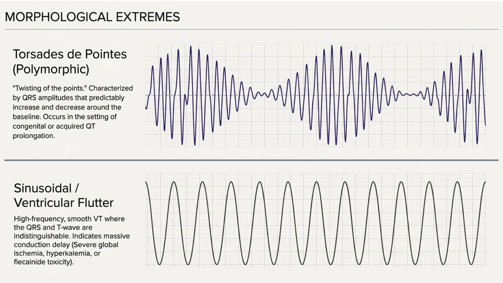There are specific patterns we must recognize immediately. Torsades de pointes is a polymorphic VT characterized by a twisting of the points around the baseline, usually occurring due to QT interval prolongation. On the other hand, sinusoidal VT or ventricular flutter is a very high-frequency, smooth VT where the QRS and T waves become indistinguishable, indicating massive conduction delay, often caused by severe ischemia, hyperkalemia, or drug toxicity.